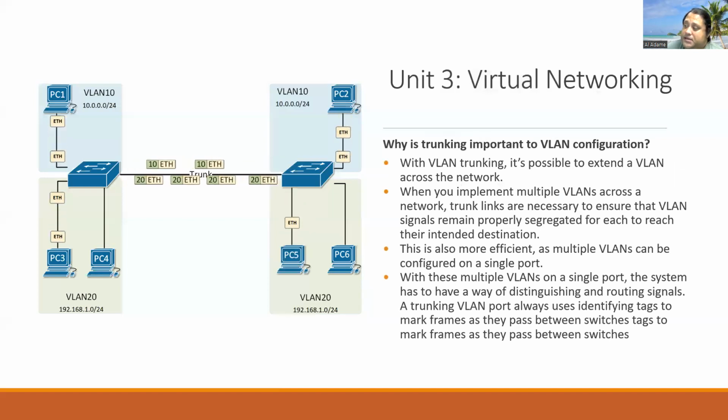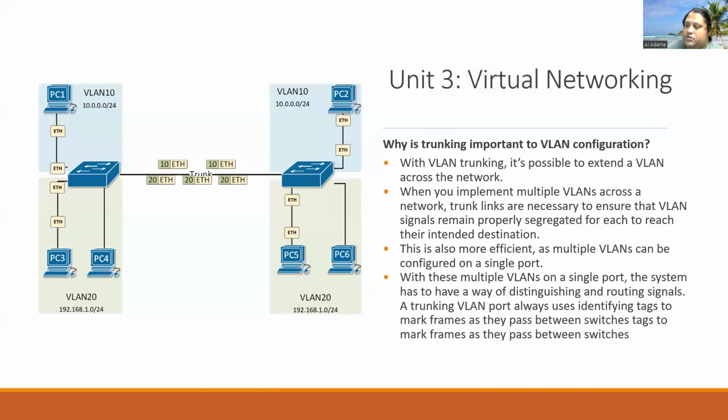Why is trunking important to VLAN configuration? With VLAN trunking, it's possible to extend the VLAN across the network. While you implement multiple VLANs across the network, trunk links are necessary to ensure that VLAN signals remain properly segregated from each other, to reach their intended destination. This is also more efficient as multiple VLANs can be configured on a single port. So you can have multiple virtual networks running off one port. With multiple VLANs on a single port, the system has to have a way of distinguishing and routing signals. A trunking VLAN port always uses identifying tags to mark frames as they pass between switches.